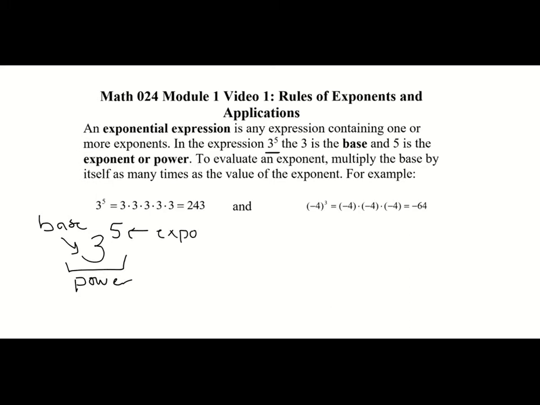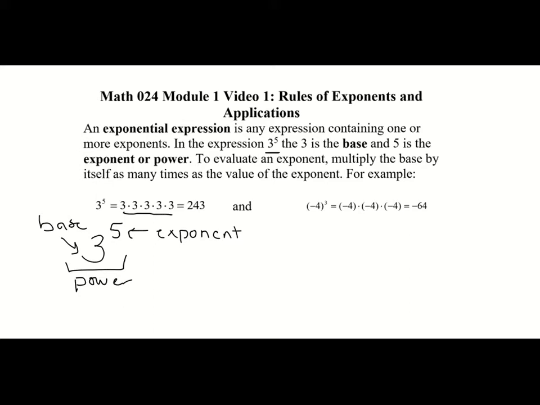And what I think about when I think about exponents is that little number tells the big number how many times to be in a math problem. So if it's 3 to the 5th power, that means we're going to do 3 times 3 times 3 times 3 times 3 and multiply it all together.